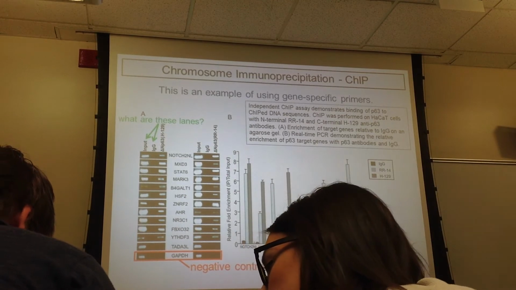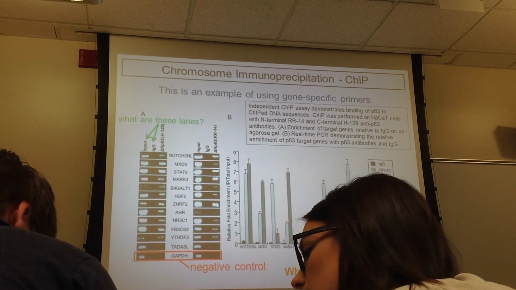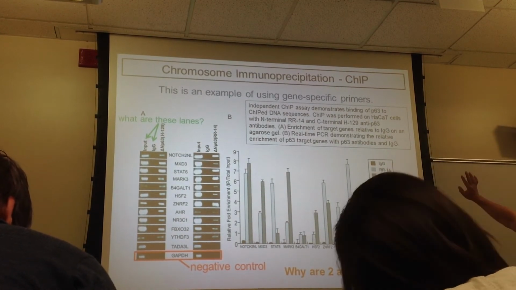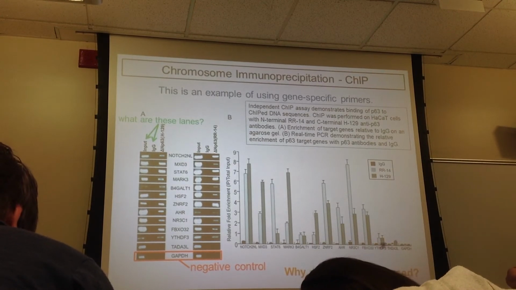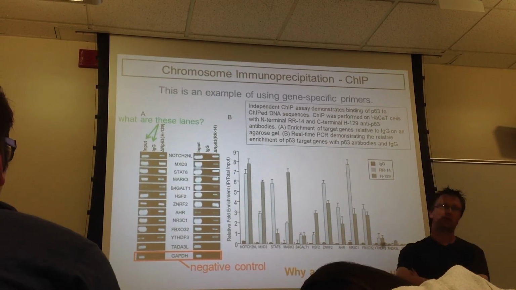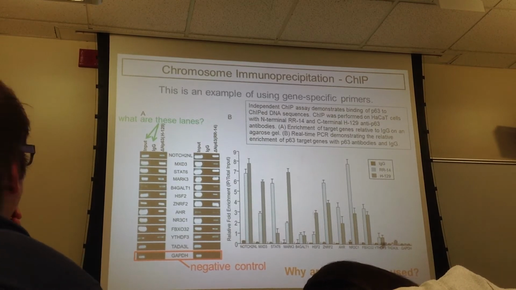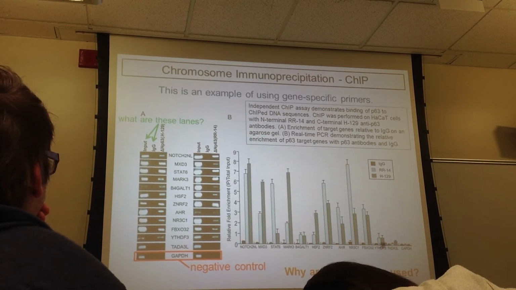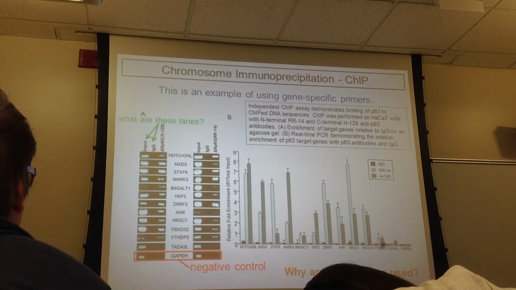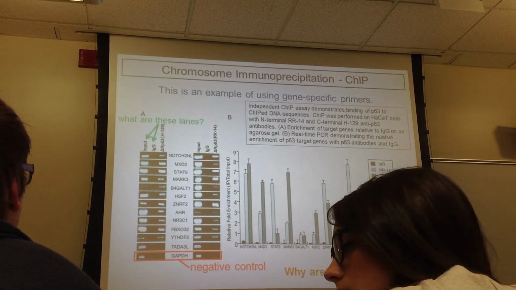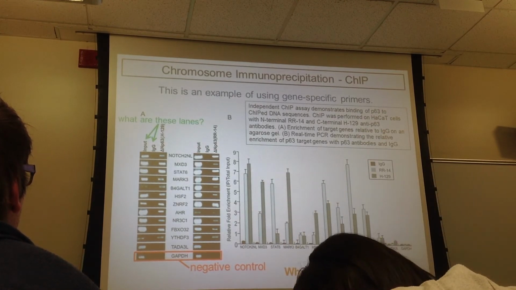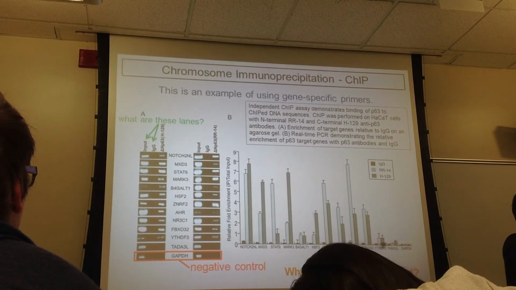Let's look at this example here, from the literature. Let's just read the caption for this figure. Independent ChIP assay demonstrates binding of, this is the protein, P63 is the name of the protein. I hate these kinds of names for proteins. That just means it's some random protein of 63 kilodaltons.